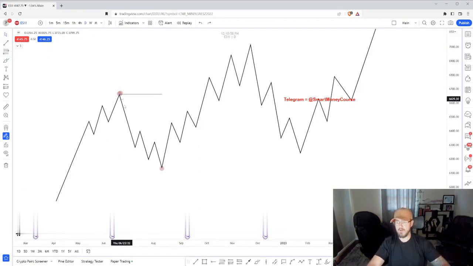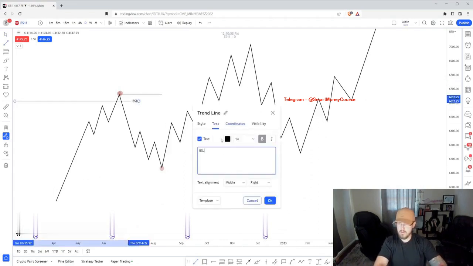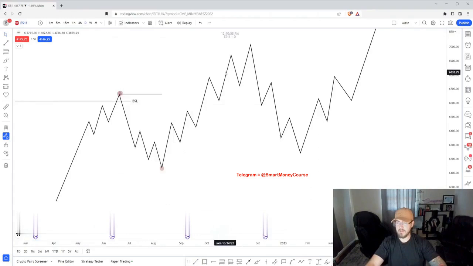Now, how can you complement that even more? Well, let's just say here's your BSL, and for those who don't know, buy side liquidity can just be a high, right? It's an old high, because if we are pushing up into an old high, a lot of traders are going to look at that as an opportunity to buy a breakout.